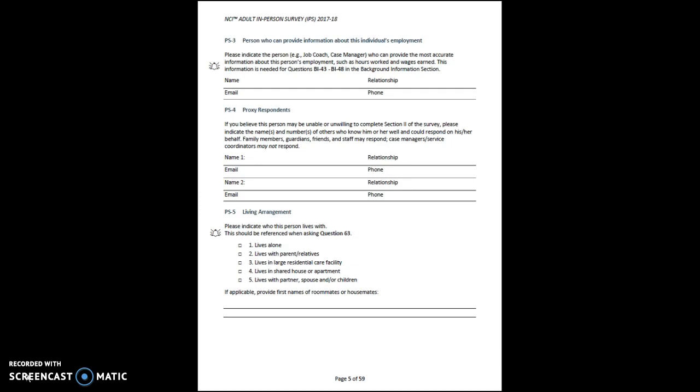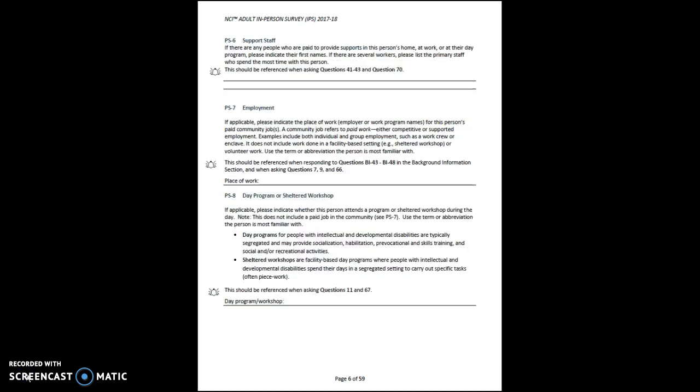Living arrangements, this again is for the surveyor just to have a better understanding of the environment that they may be walking into if they're conducting the survey in the person's home. Here again are familiar names and terms that the surveyor may want to use during the course of the survey, so the names of support staff, place of the person's employment, and their day program or sheltered workshop space.